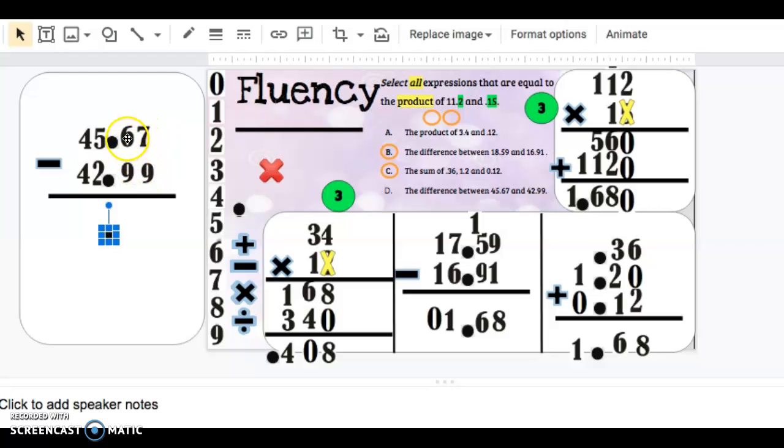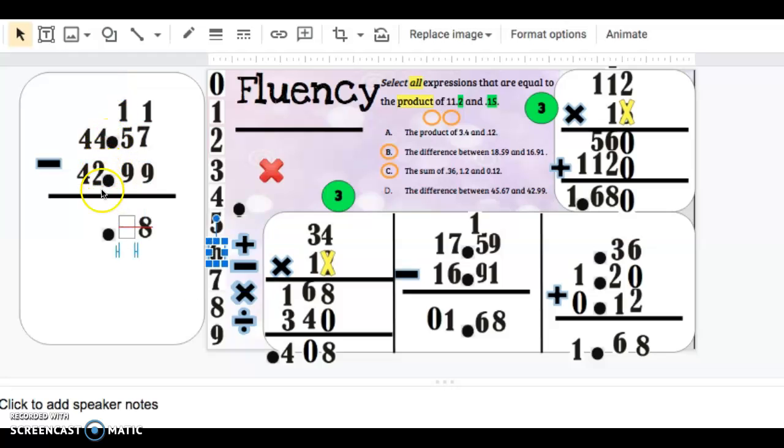7 minus 9, I can't do that, so the 6 becomes a 5. The 7 becomes a 17. 17 minus 9 is 8. 5 minus 9, I can't do, so I go to my 5. It becomes a 4. And then my 5 becomes a 15. 15 minus 9 is 6.